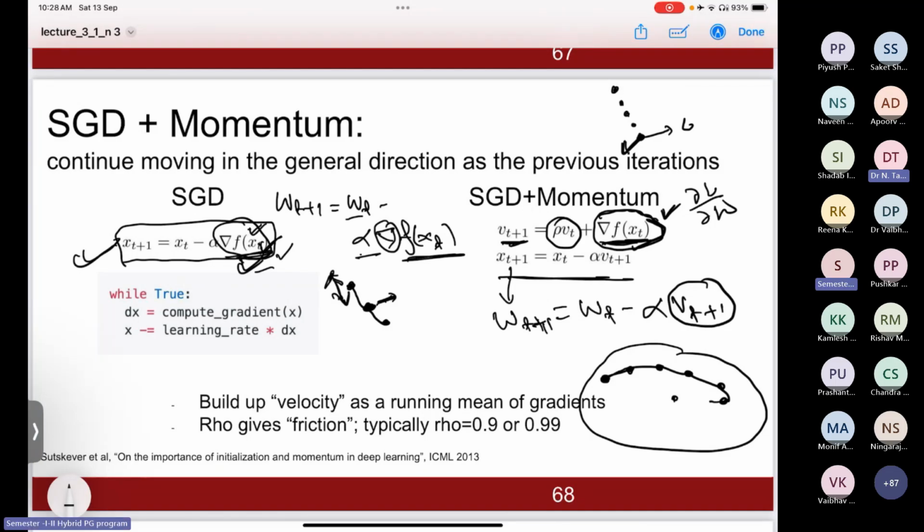Rho is also called friction. It decides how much weightage I should give to the past. This is not a simple average. A simple average would be, if I'm here, I take the average of all the previous gradients, like this plus this divided by 2, which gives the average value. But I'm not taking that average. I'm taking this running average. That means I'm taking a weighted average. So I started from here, and I reach here.